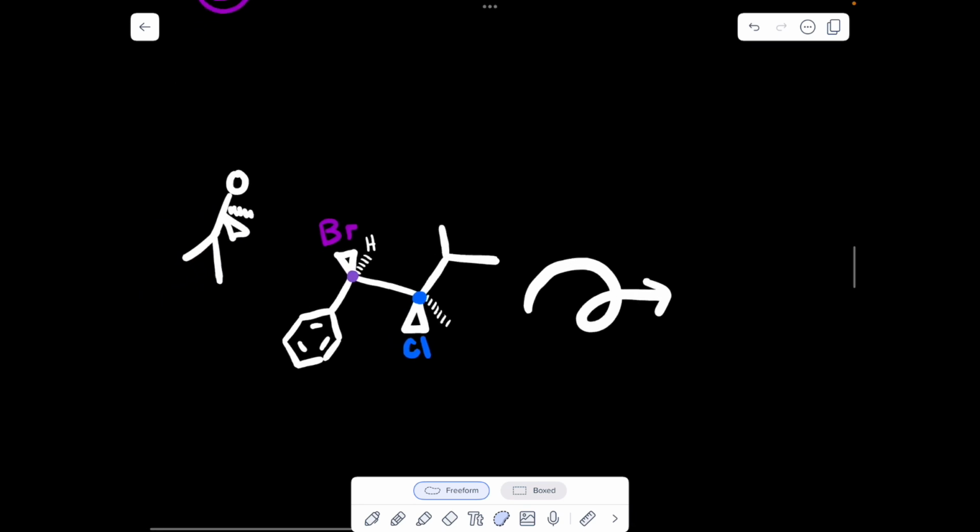So my dash arm is going to be my left hand when I stand from the right. And my wedge is going to be my right hand when I stand from the right. So now I must pretend I'm looking down the C1, C2 bond, down. This would be C1, the purple carbon, and then the blue carbon would be C2.